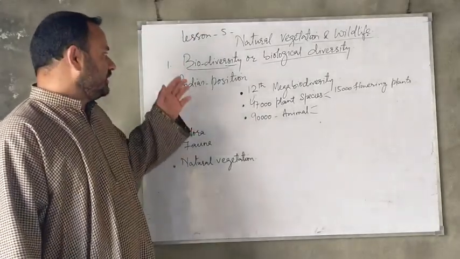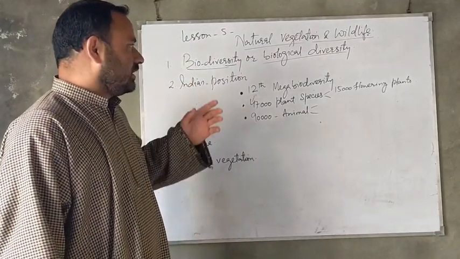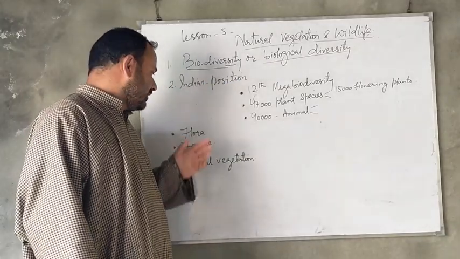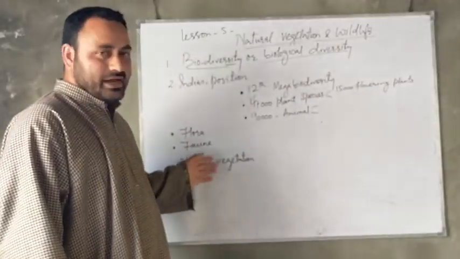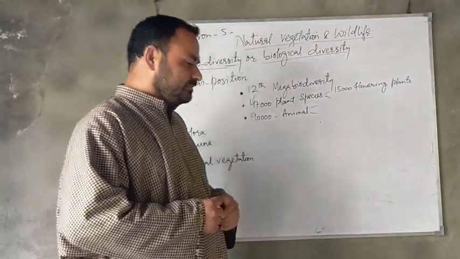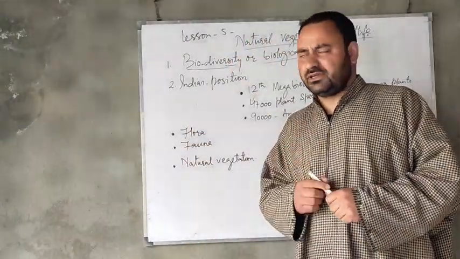Today we will learn lesson number 5, natural vegetation and wildlife, of your geography book. In this chapter we will study biological diversity or biodiversity, India's position regarding this biodiversity, flora and fauna and natural vegetation.